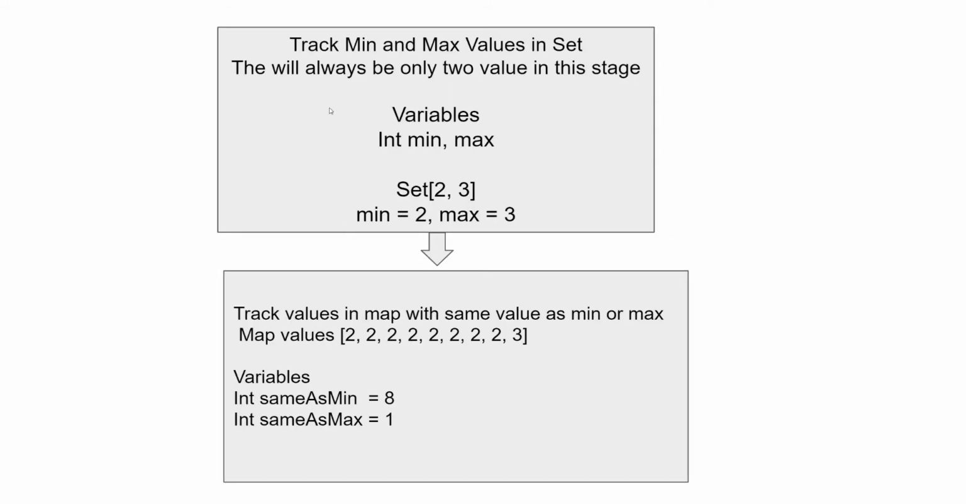Now we come down here, and what we gotta do is track the min and the max values in the sets. And like I said here, there will always be 2 values at this stage. Our min is obviously gonna be 2, and our max is gonna be 3. Now what we're gonna do is track the values within the map with the min or the max values. So in this case here, our min value is going to be 7 because I obviously added in 1.